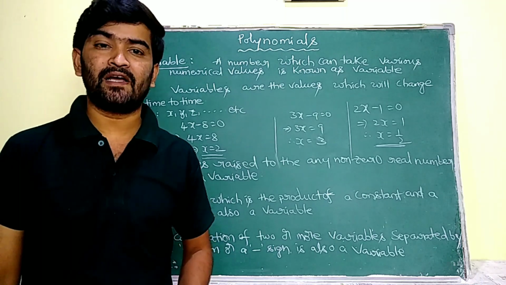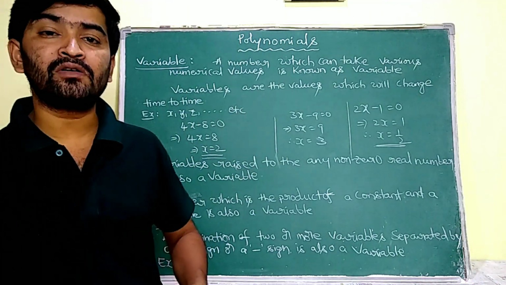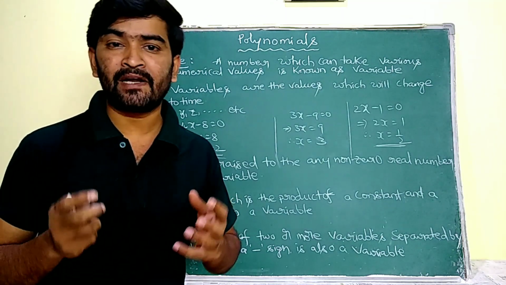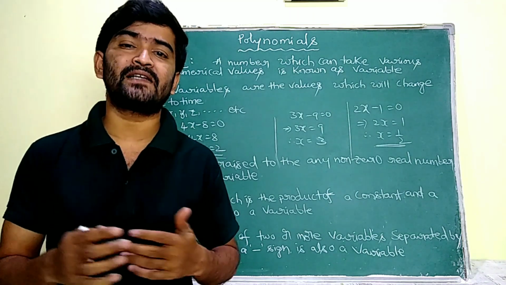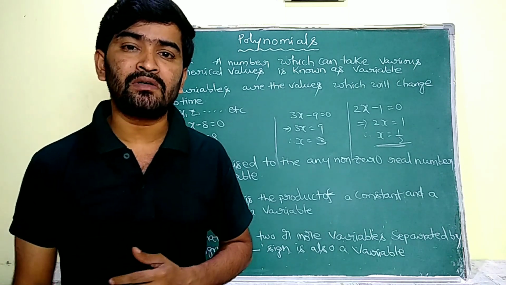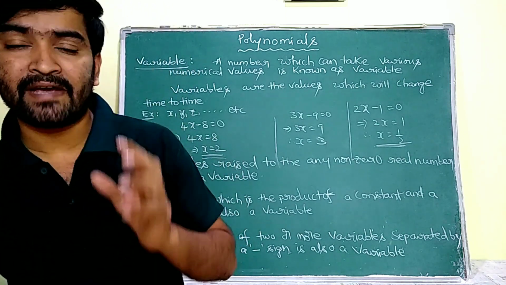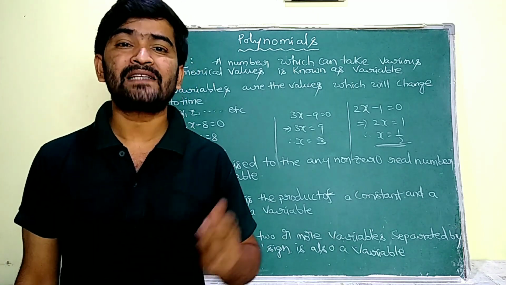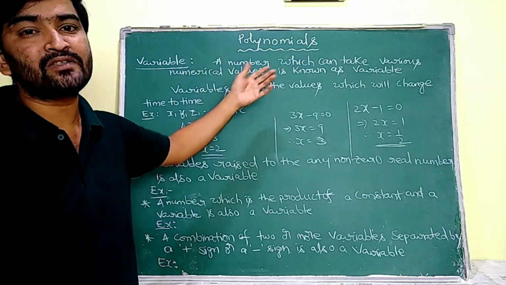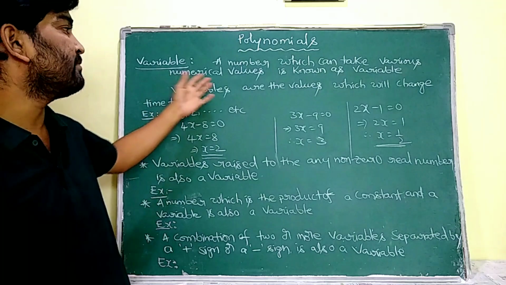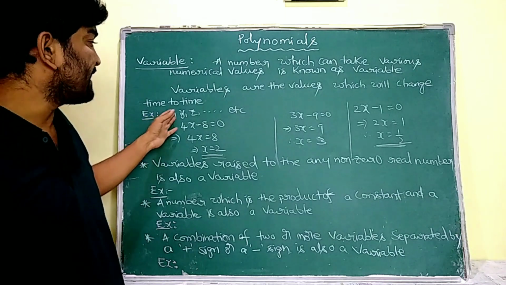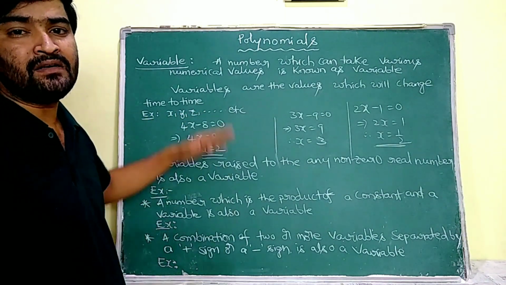Now we are going to discuss a variable. A number which varies from time to time is known as a variable. That means if a number or a letter changes its value from one time to another, then we call it a variable. The name variable suggests that it varies. A number which can take various numerical values is known as a variable, or we may define variables as the values which will change from time to time. For example, x, y, z, and so on represent variables.